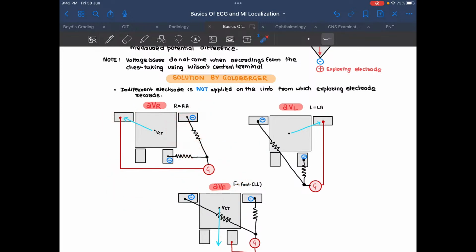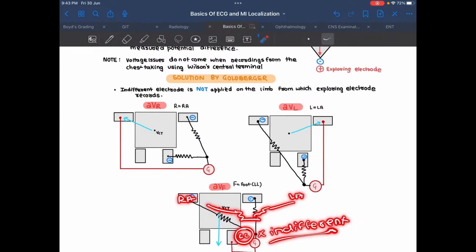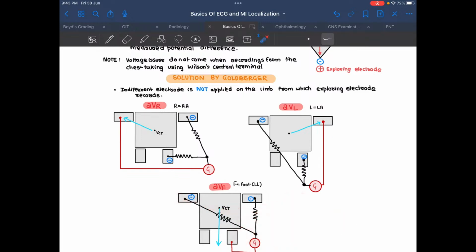And the same story I can continue on and on. What about AVL? In AVL, what did he do? He connected the exploring electrode to the left arm, and the central terminal he created was from the right arm and your left leg, and he connected it to the galvanometer and recorded the potential to be AVL. And the same goes for your AVF as well. In AVF, the exploring electrode was placed on the left leg, and the indifferent electrode leads, which are represented by black, were attached to the right arm and the left arm. He compared both using the voltage drop, and again created the voltage at the central terminal.